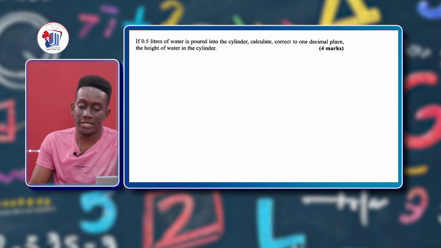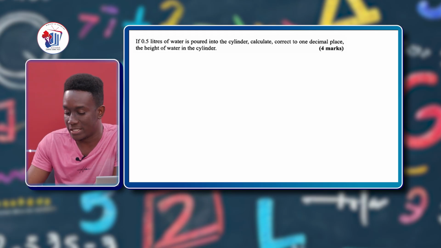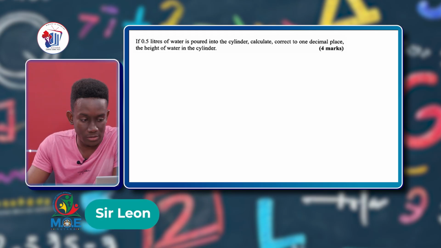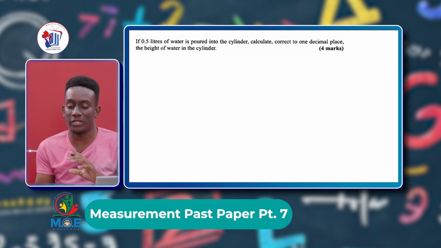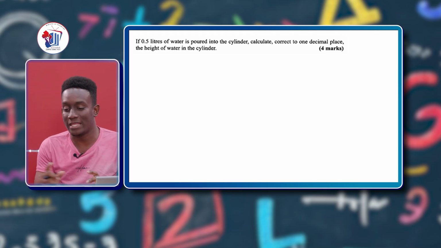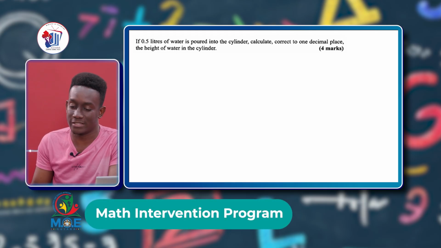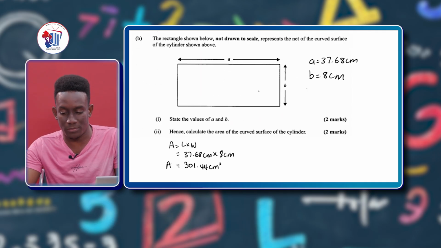So the next part says, if 0.5 liters of water is poured into the cylinder, calculate to 1 decimal place the height of the water in the cylinder. So here's the thing. They want us to calculate the height. What we need to do is find something to link the liters of water poured into the cylinder and the height, to find the height of the water. All right? So let's imagine this. Let me draw back the cylinder.